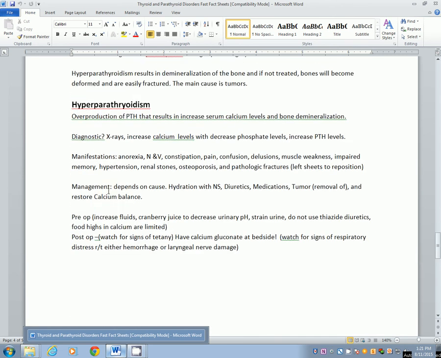Hyperparathyroidism is an overproduction of PTH, which results in increased calcium levels and bone demineralization. Diagnostic, they're going to do x-rays. You're going to see increased calcium levels with decreased phosphate levels and increased PTH levels. Manifestations, you're going to see things like anorexia, nausea, vomiting, constipation, pain, confusion. They need lift sheets, not left sheets, lift sheets to avoid pathological fractures. Management depends upon the cause. Hydration with normal saline, diuretics, medications. If it's a tumor, removal of it, and restore calcium balance.